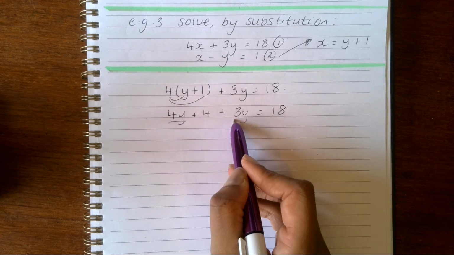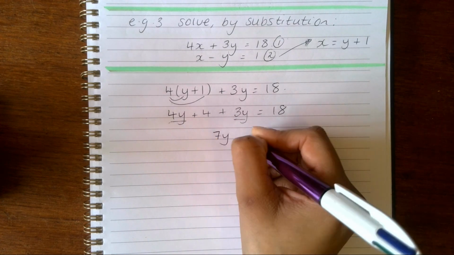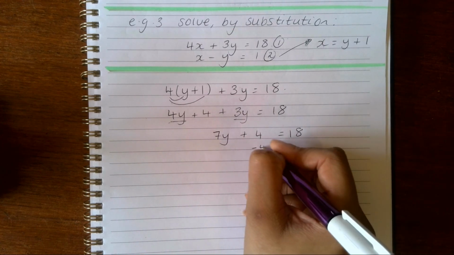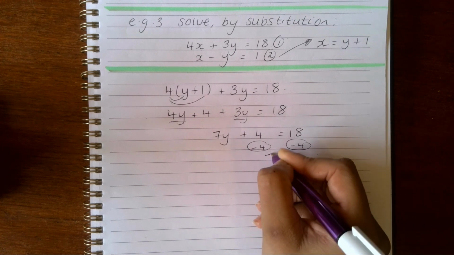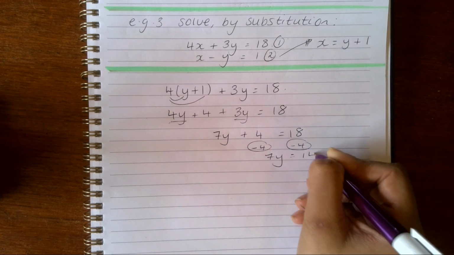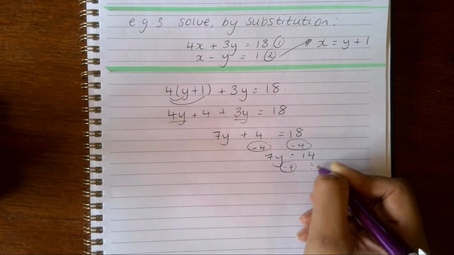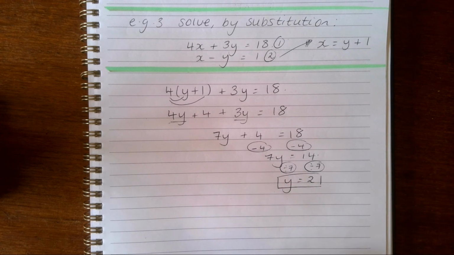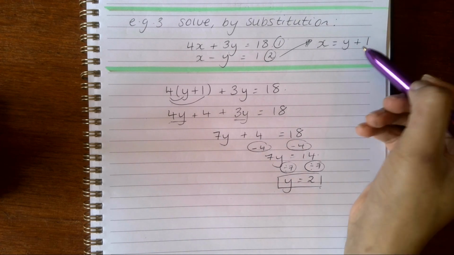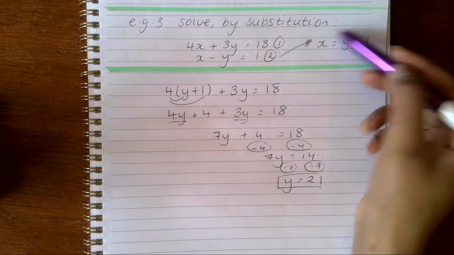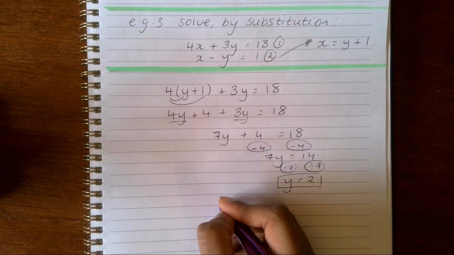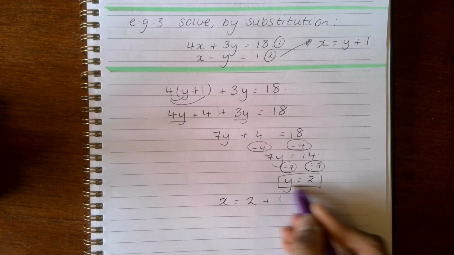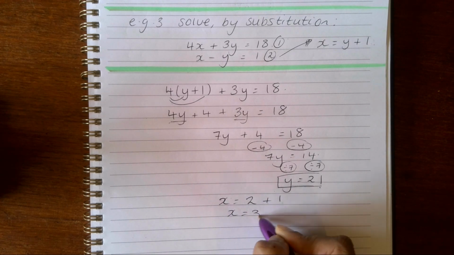4y add 3y is 7y. Add 4 equals 18. Let's solve that now. Minus 4 on both sides. So 7y equals 14, and divide both sides by 7 to get y equals 2. Once I find my y, just like before, plug in to find your x, and you could plug it into the second rearranged equation here because it makes things very nice and easy. x equals 2 plus 1 because it was y plus 1, but y is 2. So x equals 3 and y equals 2.